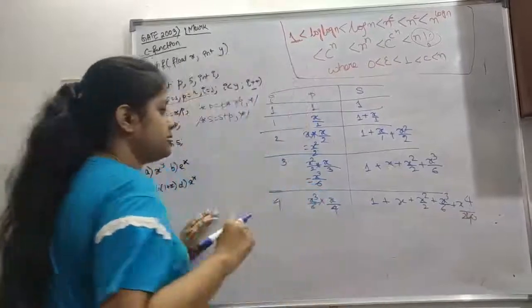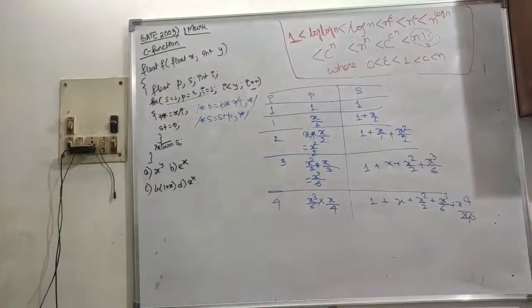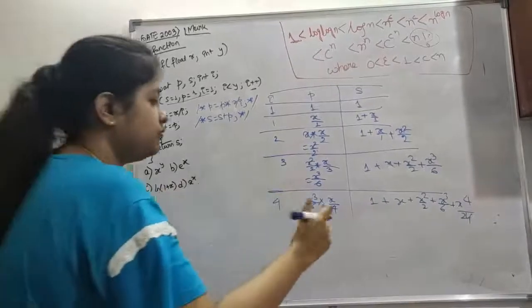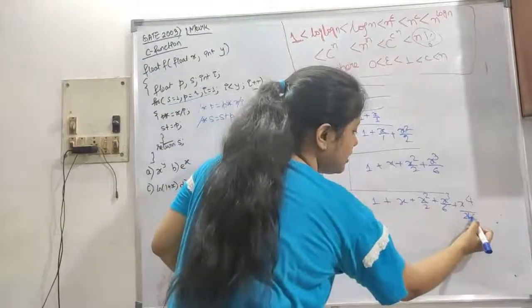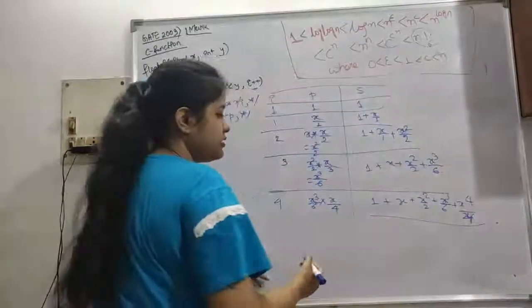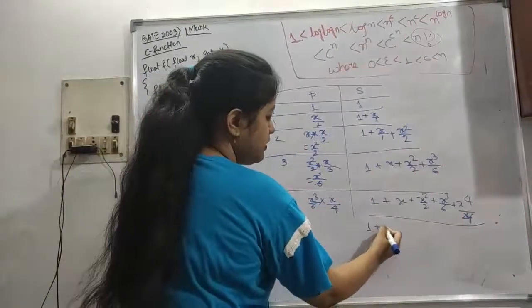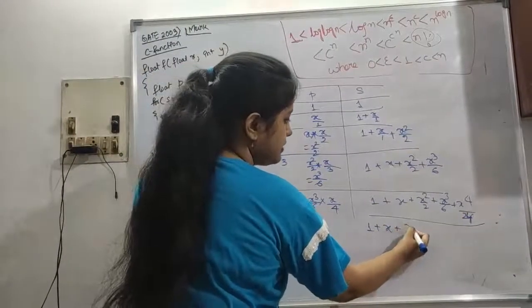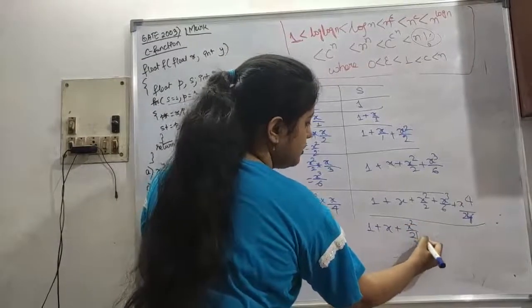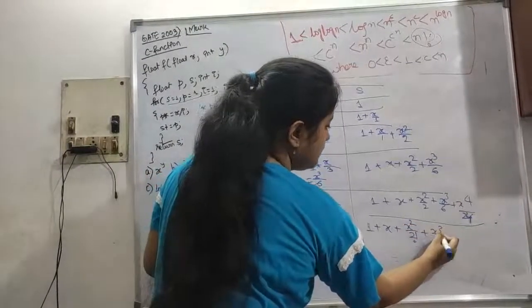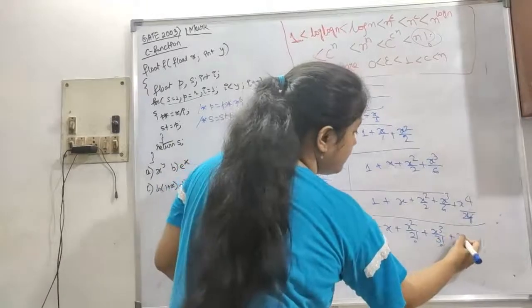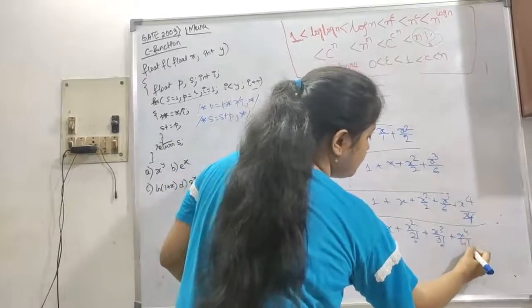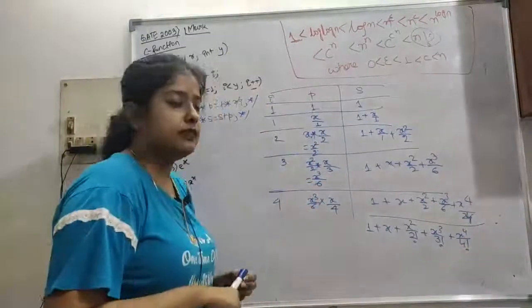Let me see, there is some problem maybe. I don't know why I wrote 240, this is 24. Okay, so now let's see this equation. So this is basically 1 plus x square by 2 factorial plus x cube by 3 factorial plus x to the power 4 by 4 factorial. Okay, you can just see this here.